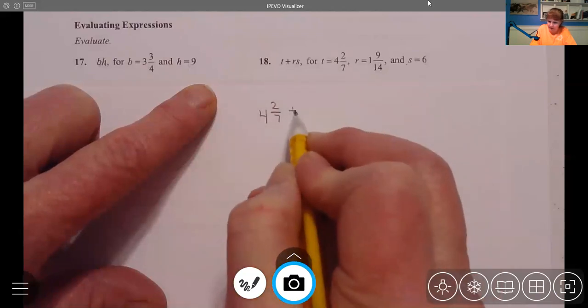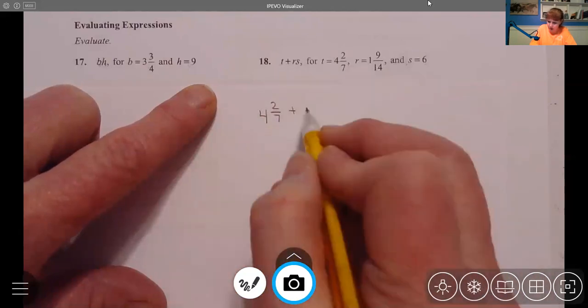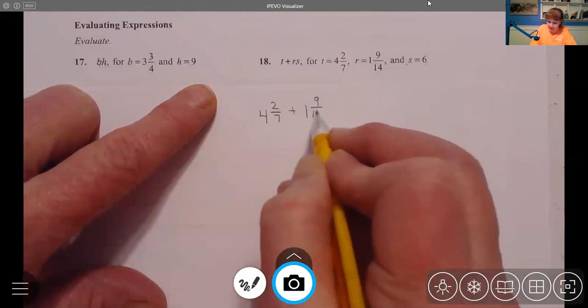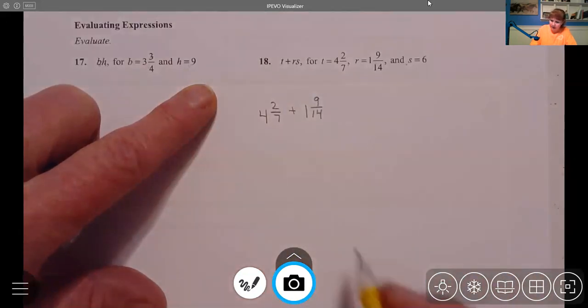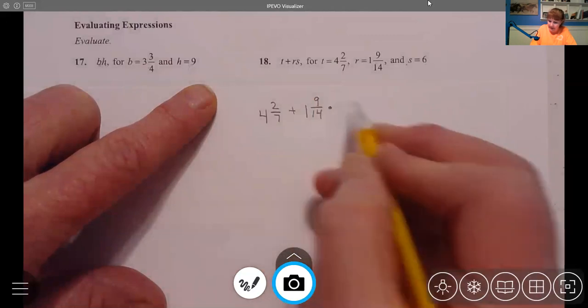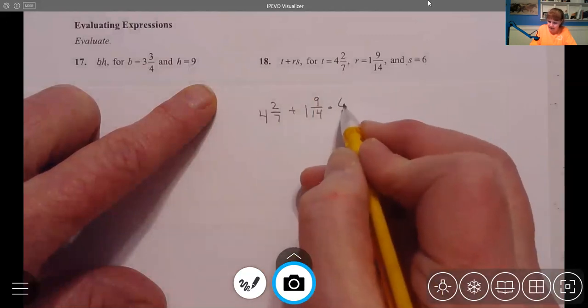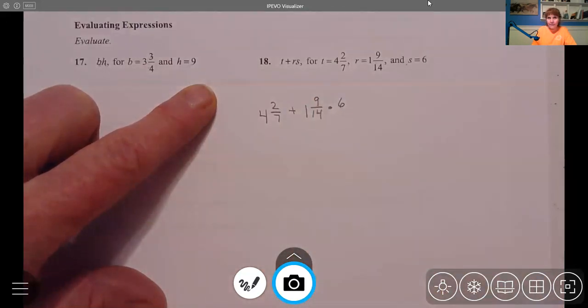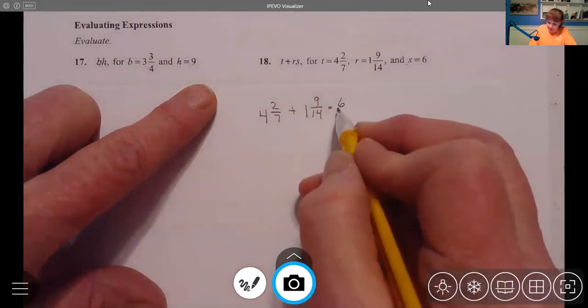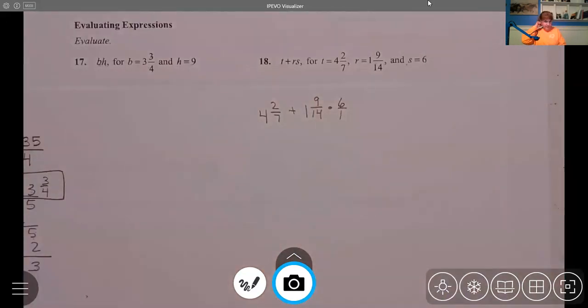plus the R, which is 1 9/14. I hope these numbers aren't nightmares, times the S, which is 6. Okay, S is 6. I'm just going to go ahead and put the 6/1. All right. So once you're to this point, we need to follow our PEMDAS.